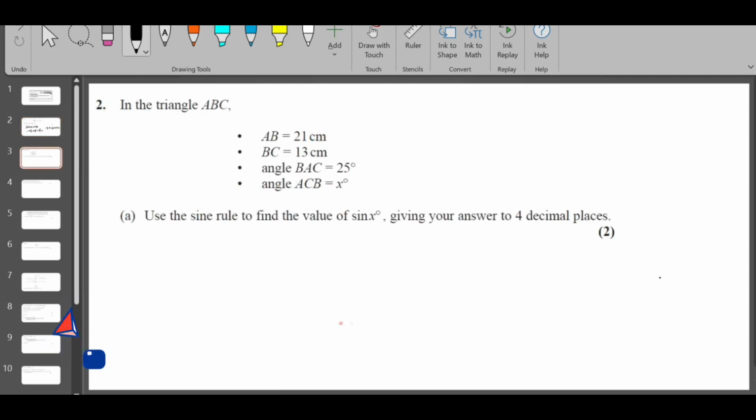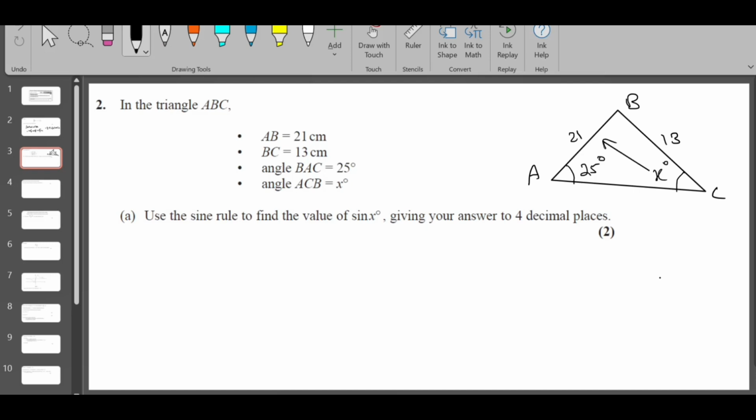In a triangle ABC, AB is 21. So I'm going to draw a triangle now. You don't know where is ABC. It doesn't matter. This is just for our reference. AB is 21, BC is 13, angle BAC is 25 degree, angle ACB is x. Use sine rule to find the value of sine x. Use sine rule. You have two angles and two opposite sides, right? So you can write sine x over 21 is sine 25 over 13.